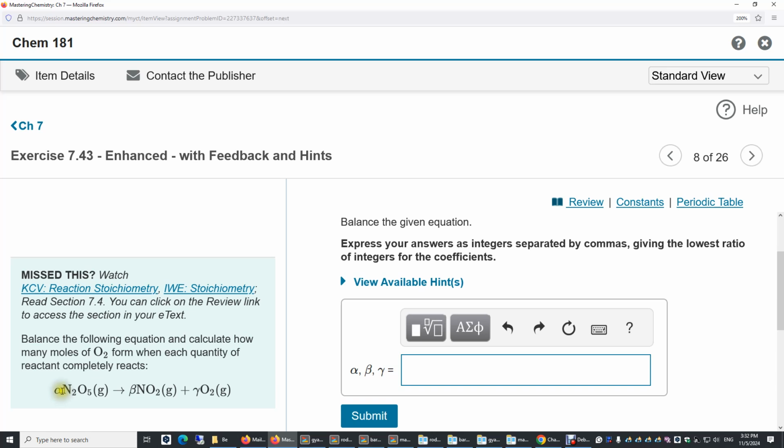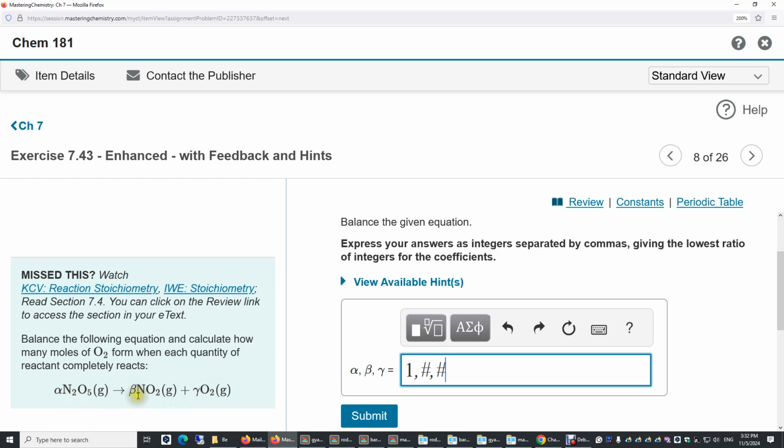So I'm just going to set alpha to be 1 to start with. Beta, I don't know. Gamma, I don't know. Now let's look at the reaction. If we have 1 N2O5, then we have 2 nitrogen atoms and 5 oxygen atoms on the left hand side. That means we need 2 nitrogen atoms and 5 oxygen atoms on the right hand side as well.